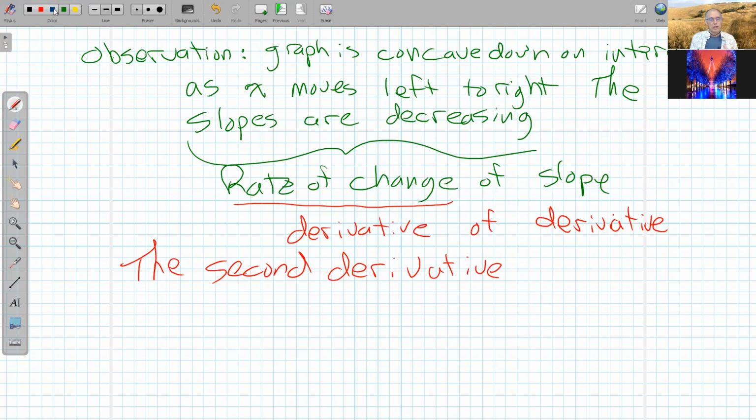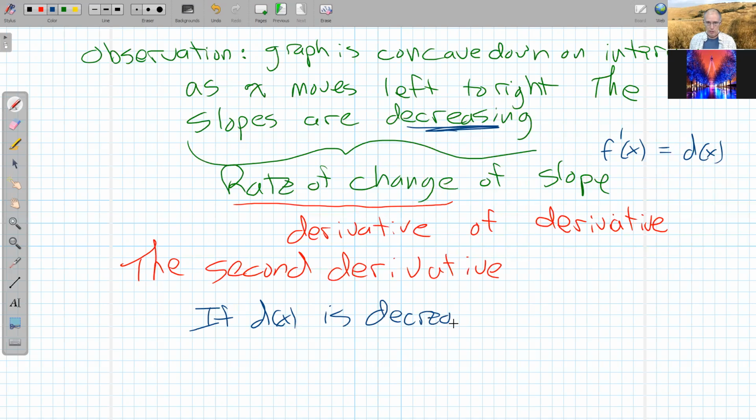Okay, so check this out though. My slope is a function, right? My slope comes from f prime of x, and f prime of x is just some function. I was calling it d of x earlier. And this function d of x is decreasing, is what I observed. If it's decreasing, so if d, some function, is decreasing, we learned earlier that that means its derivative must be negative. Negative derivative.